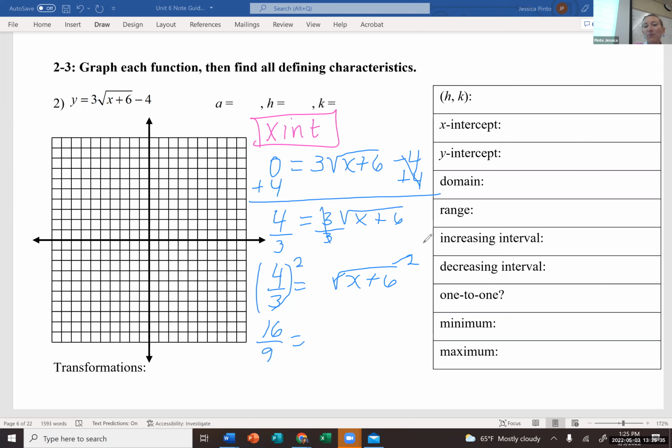And now the x plus 6 is free. And it's just x plus 6, no longer in the radical. We undid the square root operation. And Ben, what's our next step after this? Yeah, 2 steps.